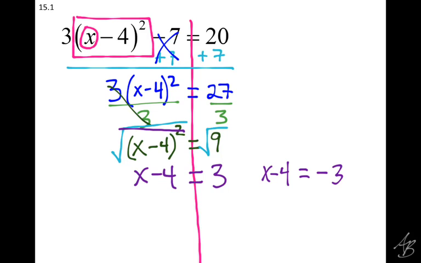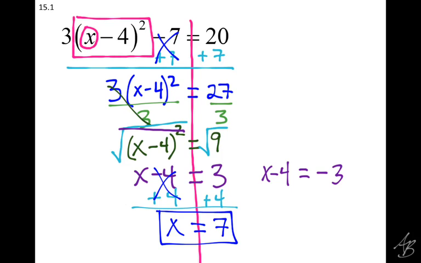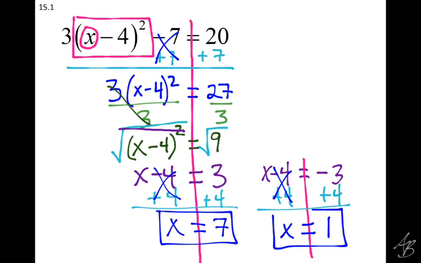Once we have both of these equations, what do we need to do? We solve for x by adding 4 on each side. On the first equation, when the 4's cancel, we get x equals 7. That's one of our possibilities for x. But in this other equation, we need to add 4. And when we add 4 to negative 3, what do we have left? Positive 1. So we get x equals 1 there. So we have 2 possible answers here. x could be 7 or x could be positive 1.